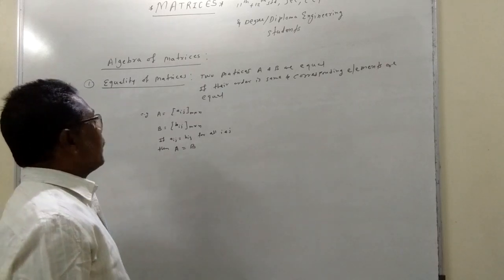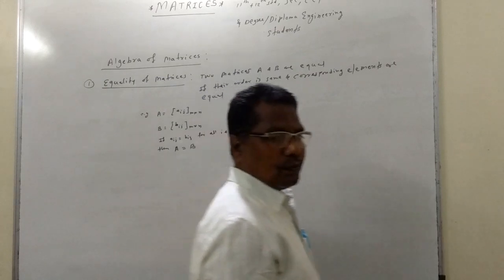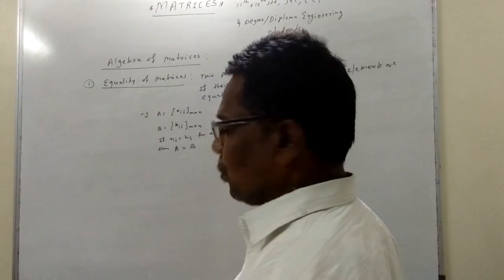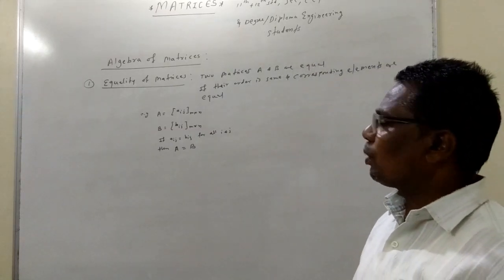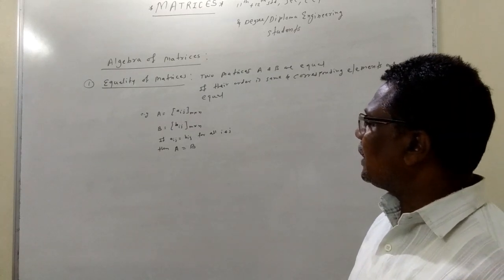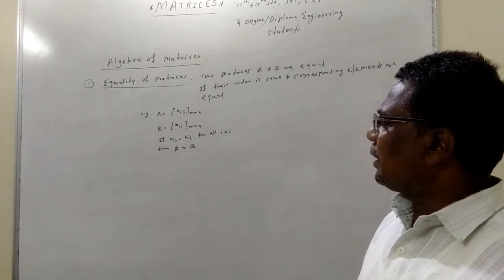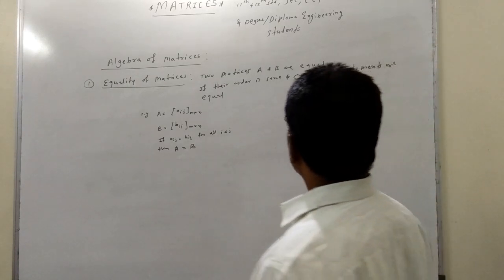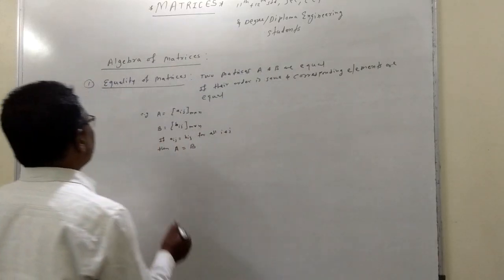Now, if we compare with determinants, two determinants are equal when the value of the determinant is the same. We can evaluate the determinants and find their values. If the values of the determinants are the same, then the two determinants are equal. In a matrix it is not like that. In a matrix the order must be the same and corresponding elements must be equal.